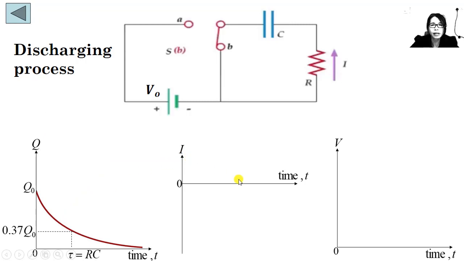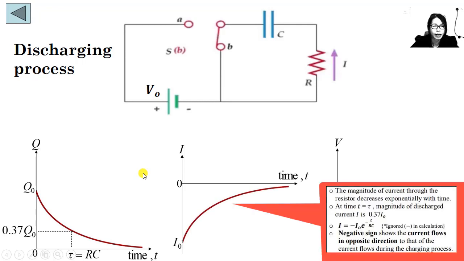What about the current against time? The magnitude of the current through the resistor will decrease exponentially with time. At time t equal to RC, we find out that the magnitude of the discharge current will be 0.37 of its maximum value. Anyhow, you will notice that I plot the graph on the negative part.